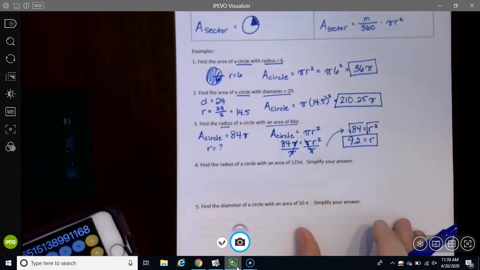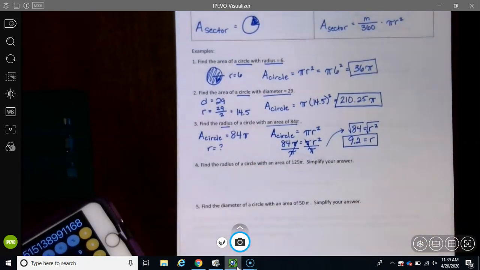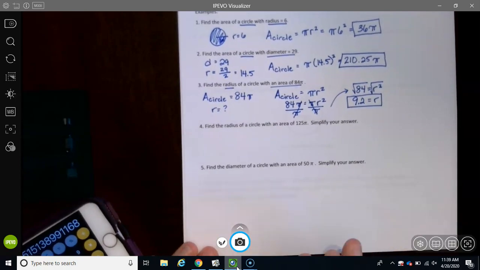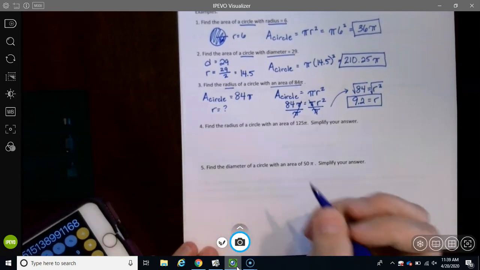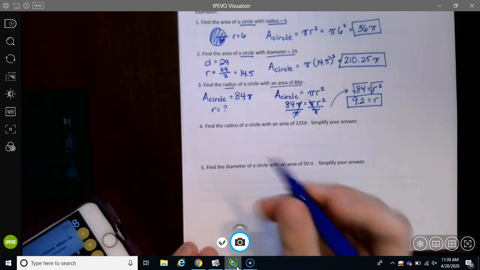It says find the radius of a circle with an area of 125 pi. It's the same type of problem as what we just did there. I'm not going to do it because you've just seen one like that, just to shorten the video a little bit. Let's go ahead and jump down to 5. It says find the diameter of the circle with an area of 50 pi. So I'm going to do this one because it asks for the diameter this time instead of the radius.